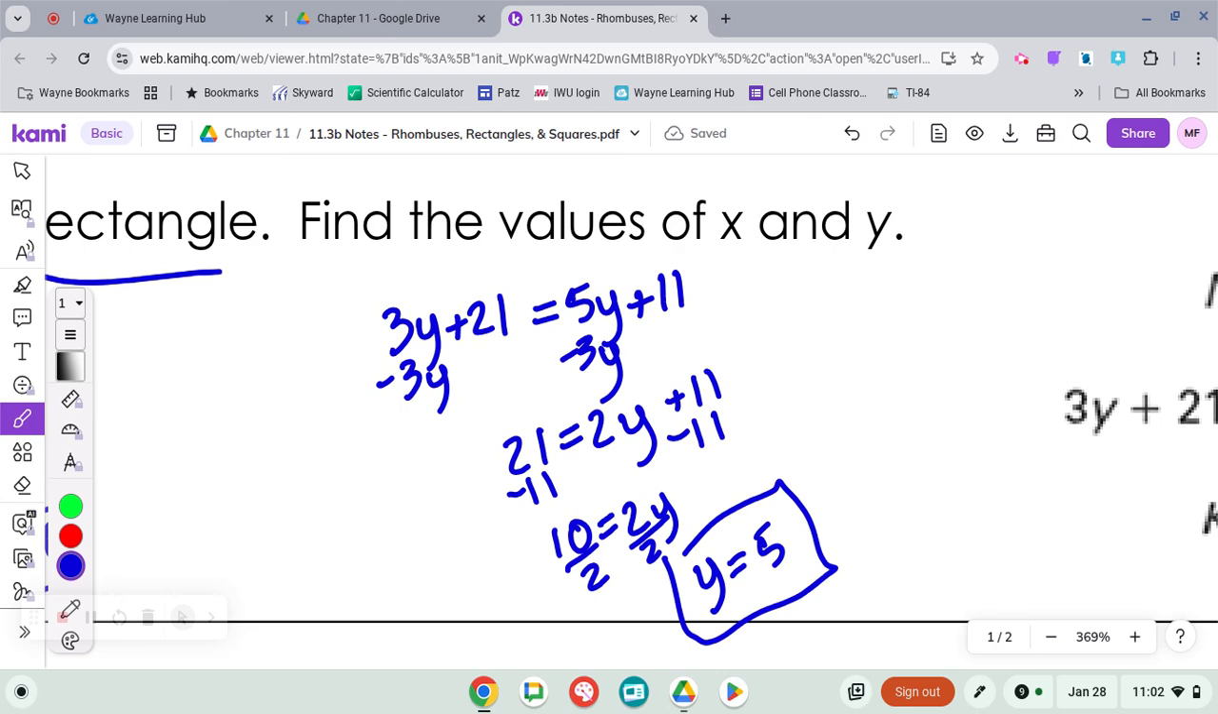Then on a rhombus, we specifically know that all the sides are congruent. We also know that the diagonals are perpendicular. On a rectangle, we know that the diagonals are congruent and that all four angles are right angles. And then a square, both of those things are true.